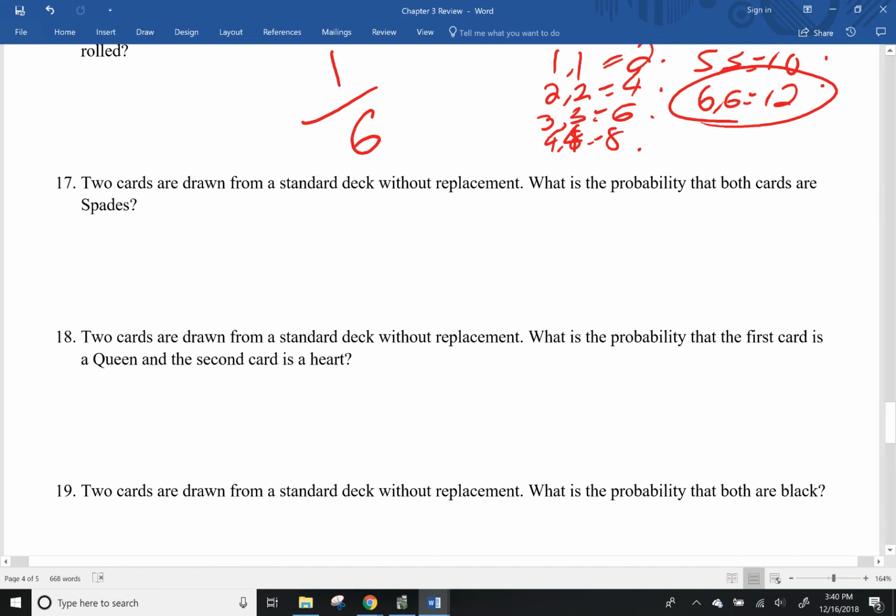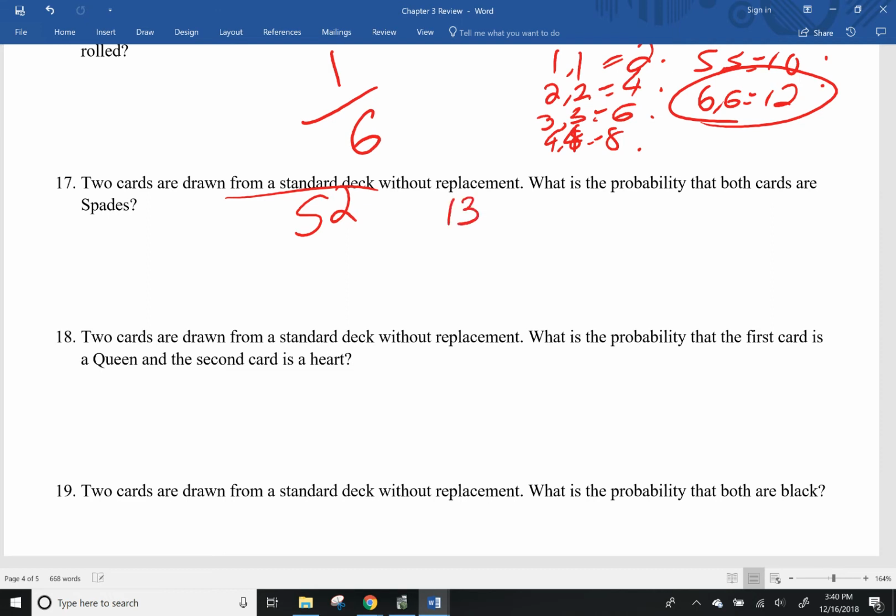So 2 cards are drawn from a standard deck without replacement. What is the probability both cards are spades? So remember, in a deck of cards there's 52 cards, okay? Of those, there's 13 of each suit. 13 hearts, 13 diamonds, 13 clubs, and 13 spades.